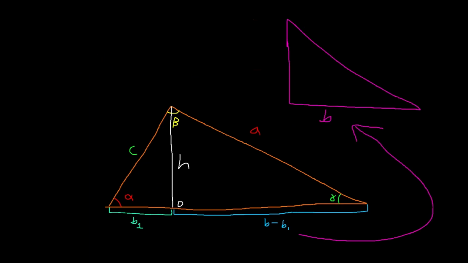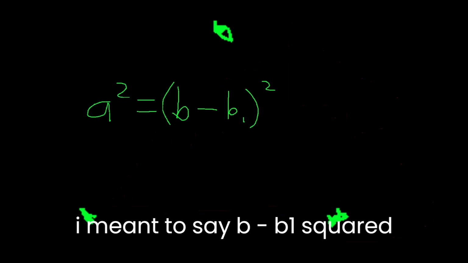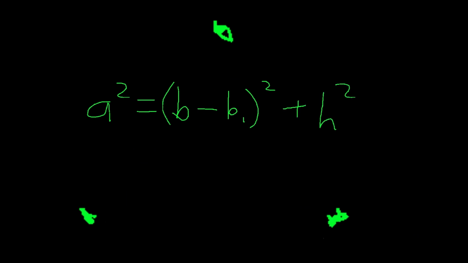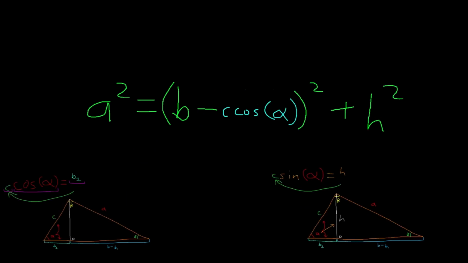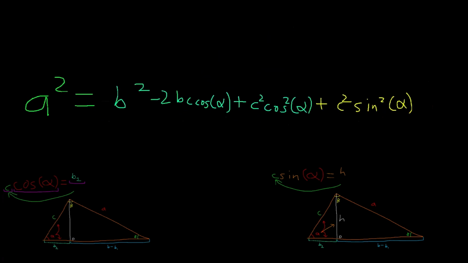The bottom leg is B minus B1, and the left leg is H. So we have A squared equals (B minus B1) squared plus H squared. Substituting in what we got for B1 and H, this is what we end up with. Expanding these terms out, we're starting to get very close to the formula.